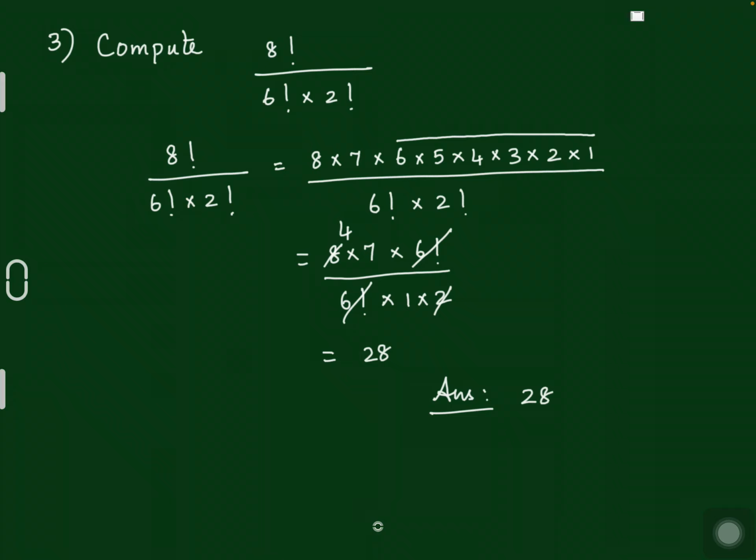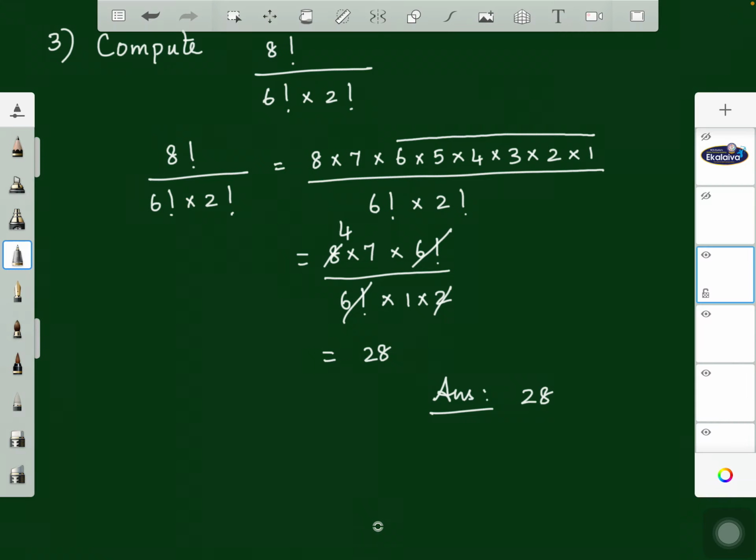See, 8 factorial can be written as 8 into 7 into 6 factorial. Even 8 factorial can be written as 8 into 7 factorial. As we want the result, we have to write it. And 6 factorial gets cancelled, and the denominator 2 and the numerator 8 get cancelled with 2 fours. So, 4 sevens are 28 is the answer. Is it clear, children?